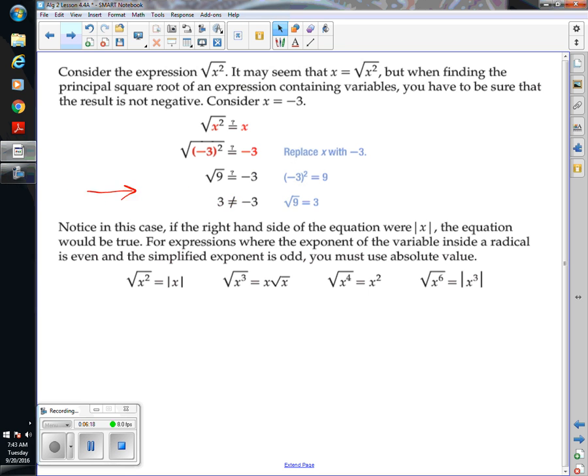For expressions where the exponent of the variable inside a radical is even, and the simplified exponent is odd, in other words, this was the first power, we need to use the absolute value signs to make it true. So even, odd, absolute value. Odd, no, I don't need to use absolute value. Even, no absolute value is necessary here. And even, odd, I need to use the absolute value. It's very important that you pay attention to that when you're working through problems here.